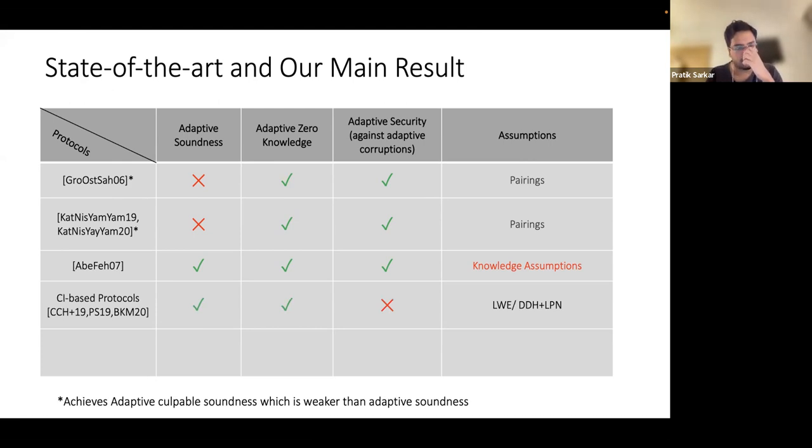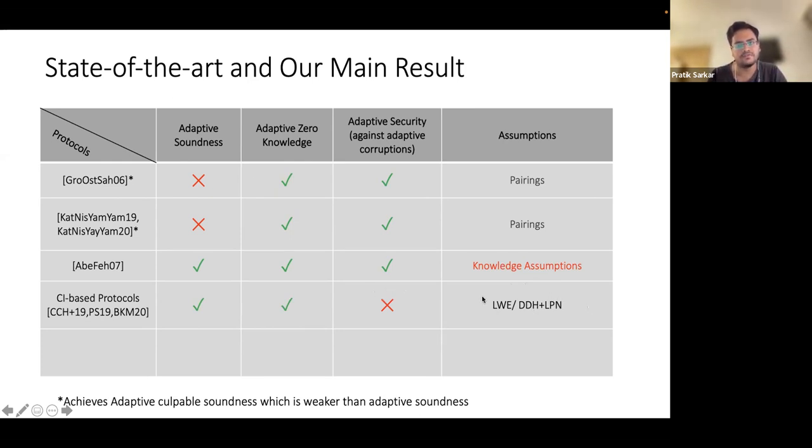Then there's a recent line of work which is based on correlation intractable hash functions. So this was started by Kennedy et al., Peikert et al., and Brzuska et al. So they obtain adaptive soundness and adaptive zero knowledge, and they can instantiate their NIZK from LWE or DDH plus LPN.